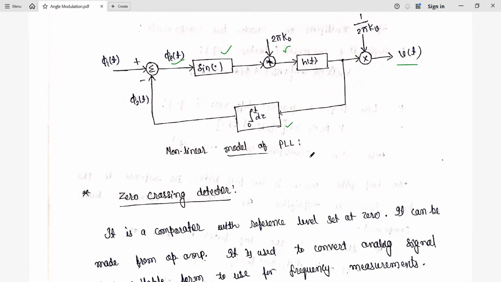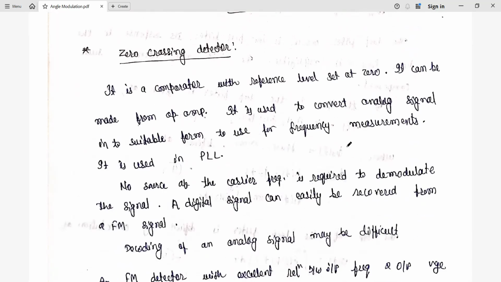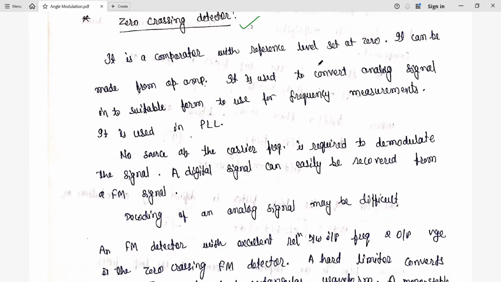Earlier, we have seen the block diagram of the PLL that consists of the multiplier, low pass filter, or we call it the loop filter, followed by the VCO in the feedback. Now there is the zero crossing detector. Sometimes they ask about this. In some syllabi it is not there, but it is also important from the computation point of view. What is the beauty of this one? It is a comparator with the reference level set at 0.